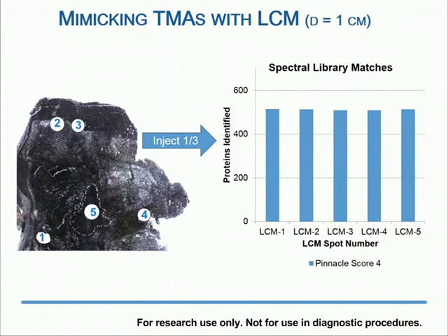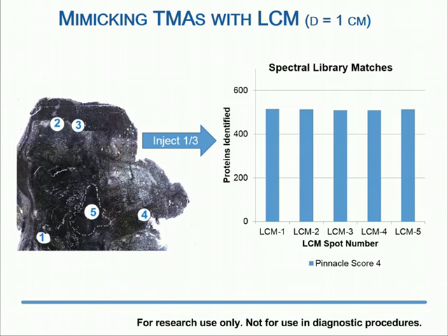So we've done a few examples of this type of experiment now. We've done different experiments mimicking these TMA samples, and this was just one example here. We cut 1 millimeter circles using the UV laser capture microdissection, processed the samples and digested, injected about a third, and you can see we're pretty well consistently getting about 500 proteins in that high confidence score region from Pinnacle.